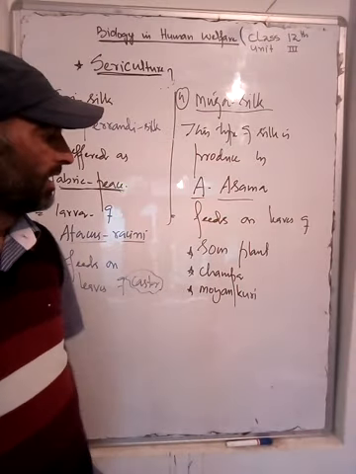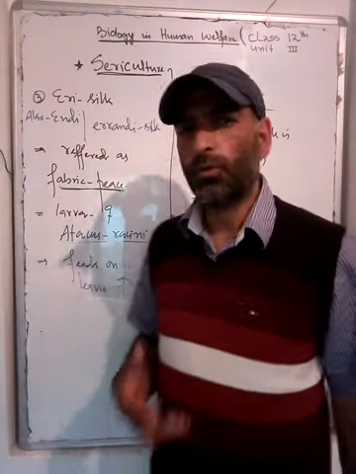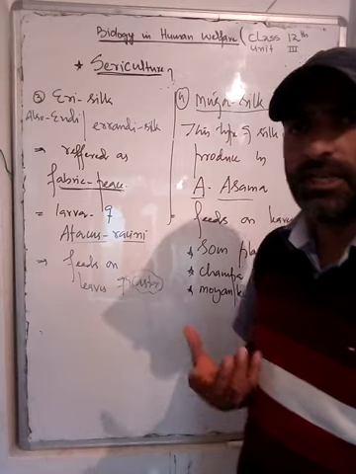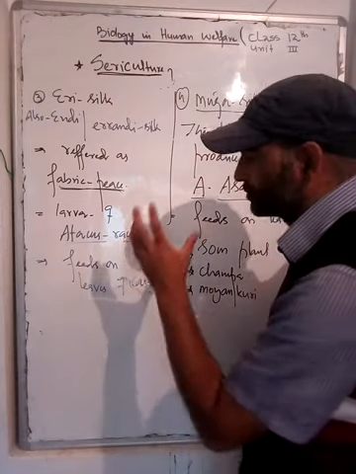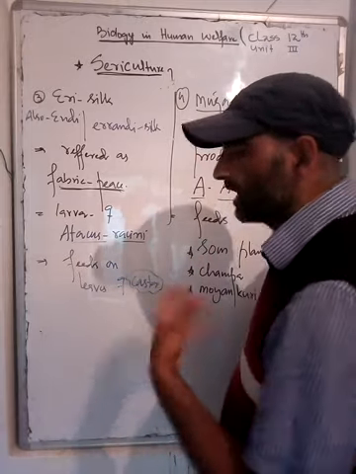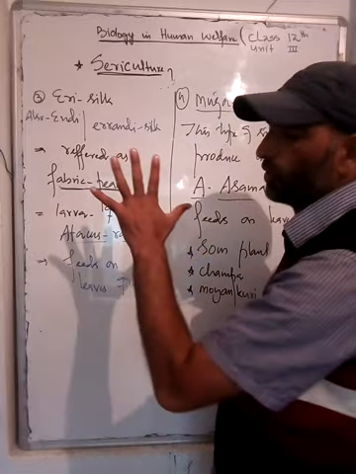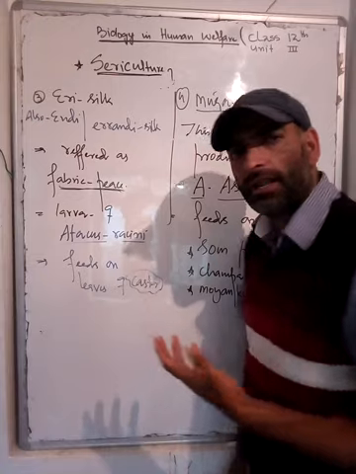There are some other animals which produce silk. Spiders, which belong to phylum Arthropoda and class Arachnida, also produce silk. The web they make is also a silk.